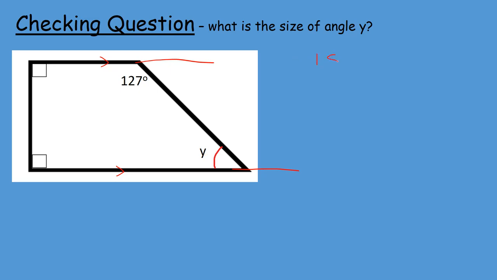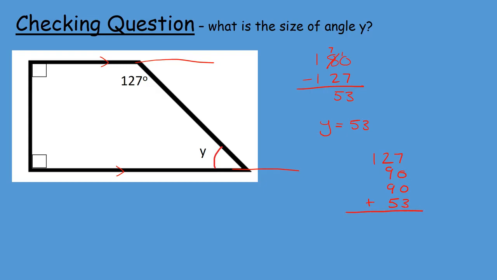I'm going to say 180 take away 127. Okay, so Y is equal to 53. So if you just wanted to check that makes sense, you could say 127 plus our first 90, then our second 90, and that 53 we've just found. If this adds up to 360, then we've done it right.